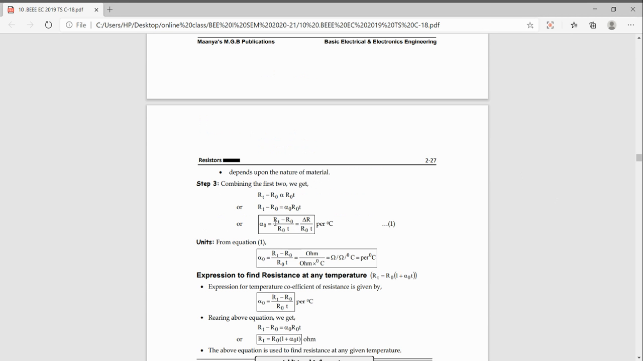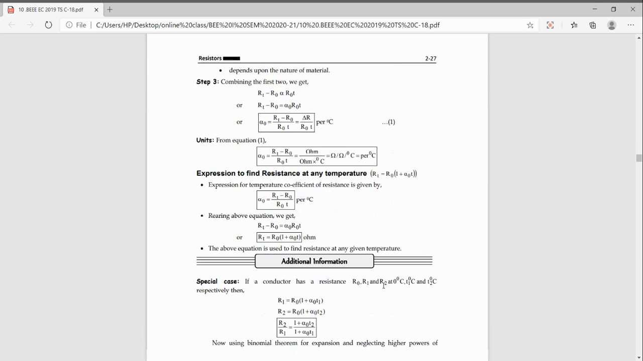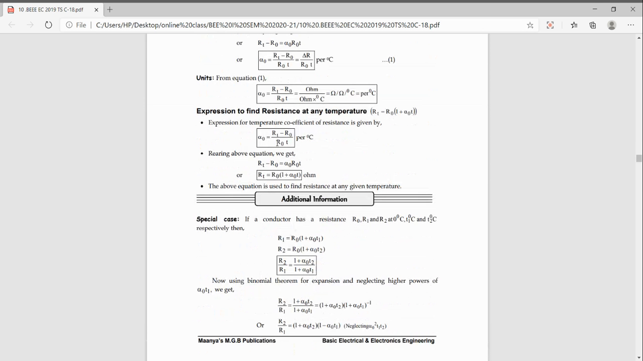So now we found alpha naught is equal to RT minus R naught divided by R naught into T. But we have to find the resistance at any given temperature. So from this, RT minus R naught is equal to alpha naught into R naught into T. From this, we have to find RT. So R naught will go to the right hand side.